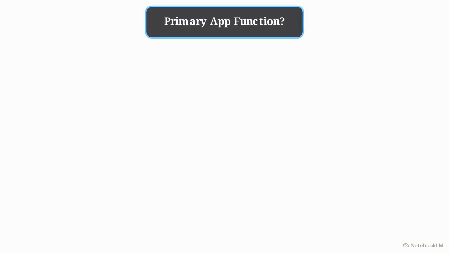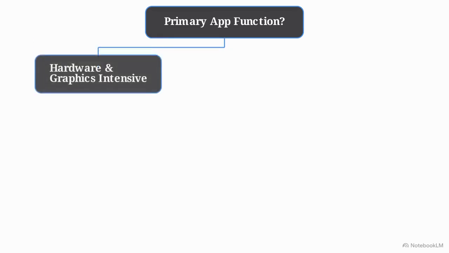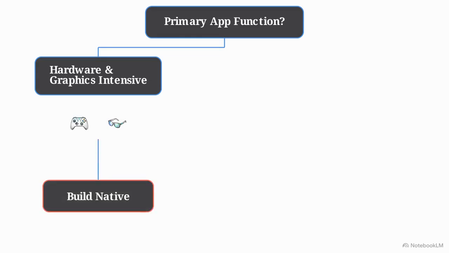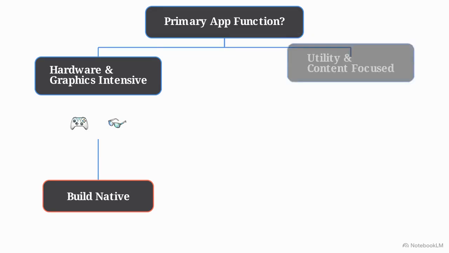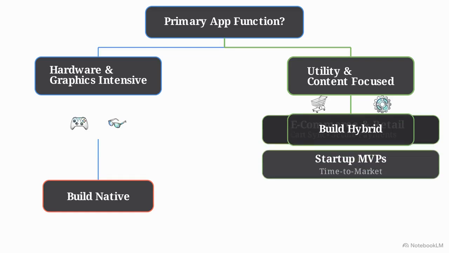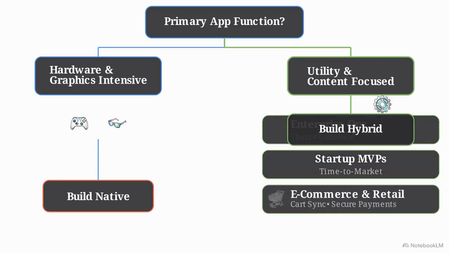To choose your path, start with this question. Does your app require heavy 3D rendering or niche hardware integration? If you are building high frame rate mobile games or AR/VR solutions, you belong on the hardware path. You must build native. If your focus is utility, like a startup MVP needing rapid time to market, hybrid is your ideal candidate. E-commerce and retail brands, where the core functions are browsing content, syncing carts, and secure payments, also benefit most from the hybrid approach.